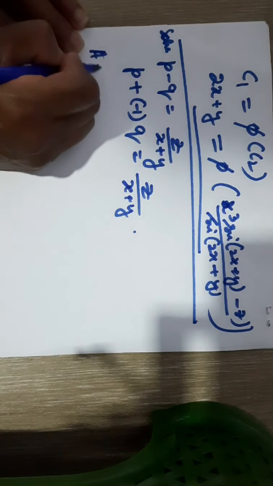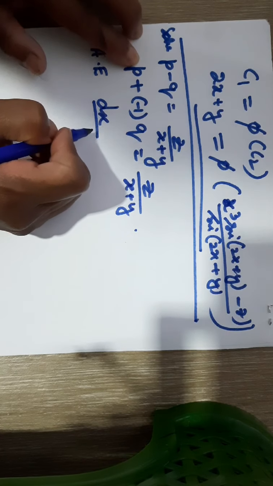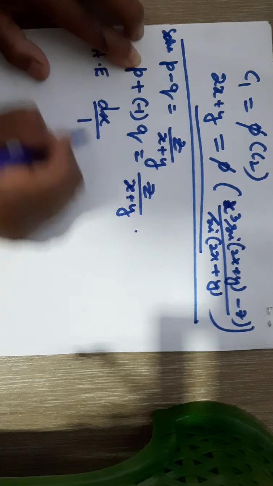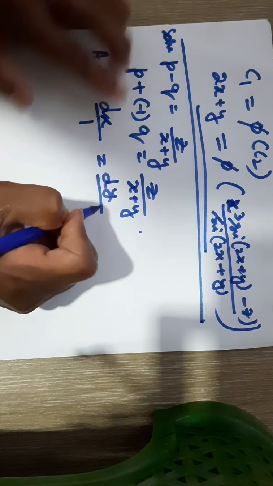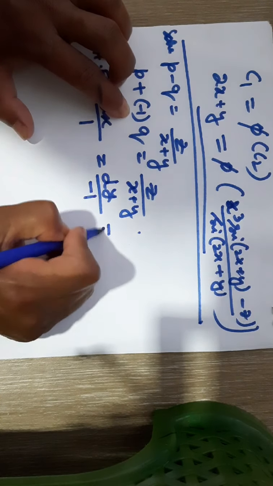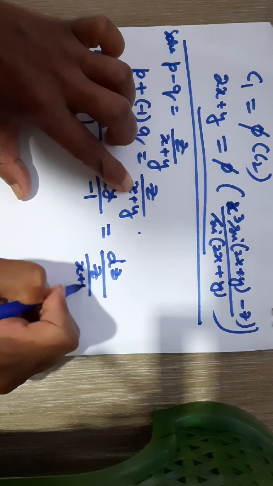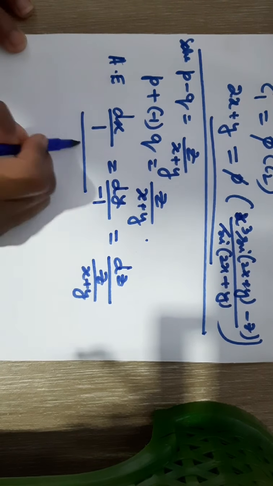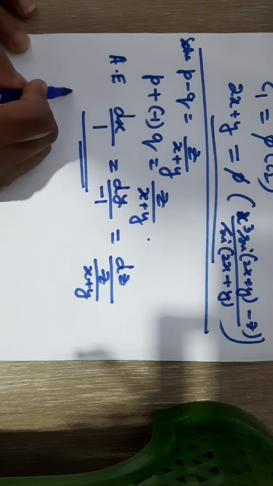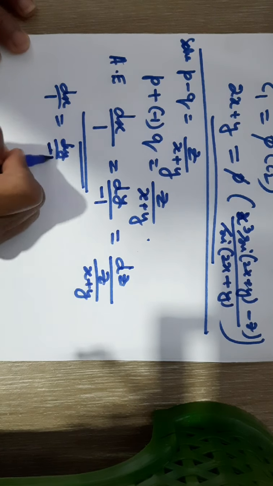So what is the auxiliary equation, or the Lagrange's auxiliary equation? It will be dx by capital P, which is the coefficient of small p. Here it is 1, is equal to dy by capital Q, which is the coefficient of q. Here it is minus 1, is equal to dz by capital R, that is z by x plus y. So you consider the first two fractions, then dx by 1 is equal to dy by minus 1.